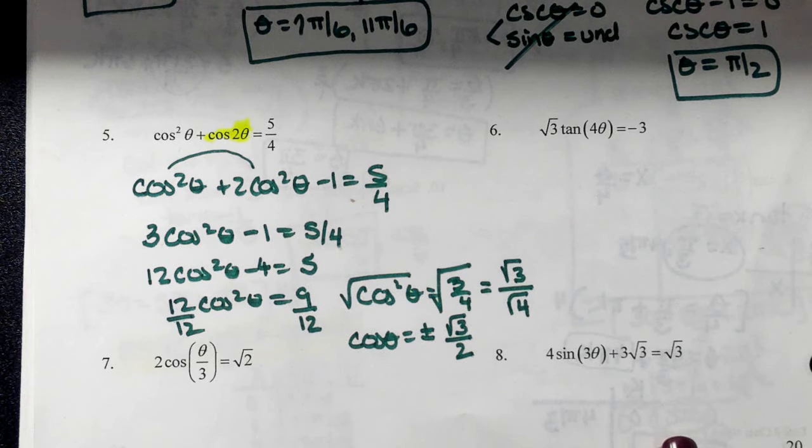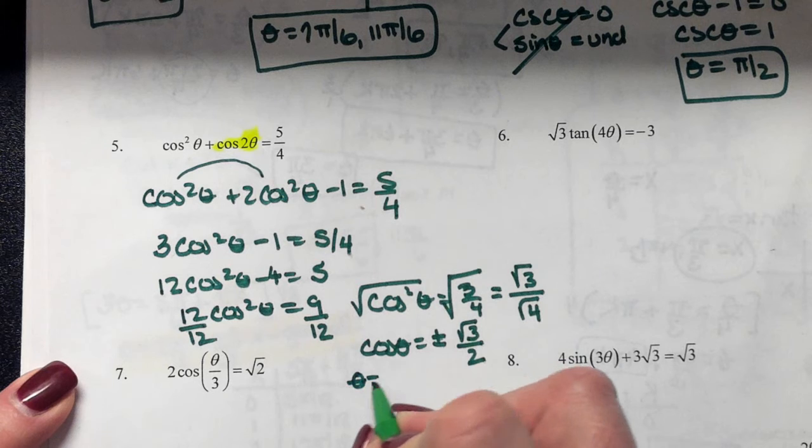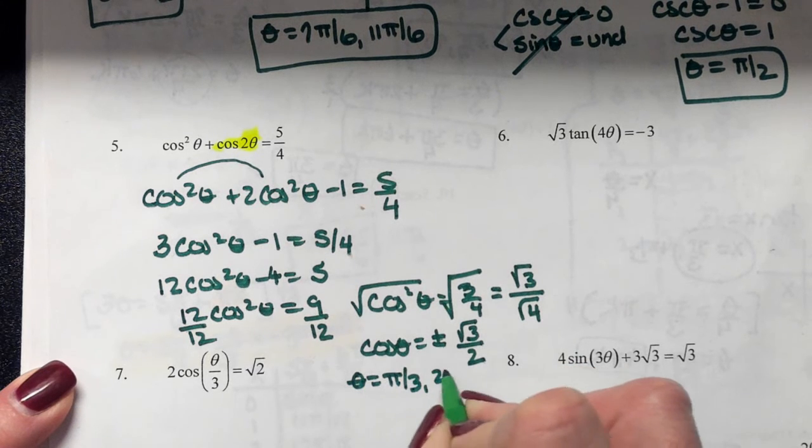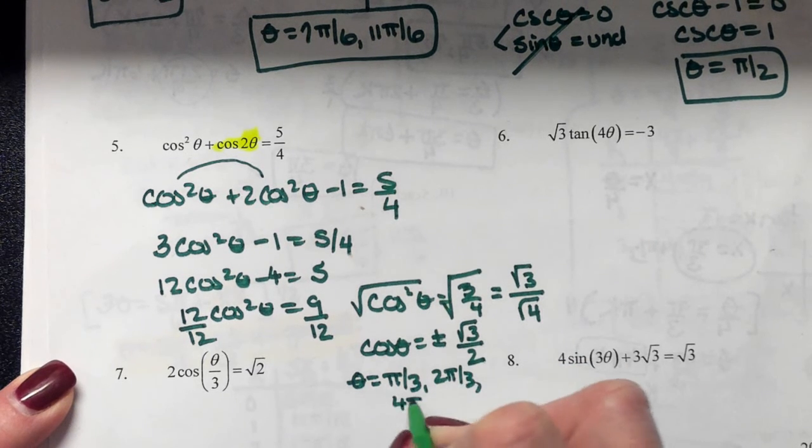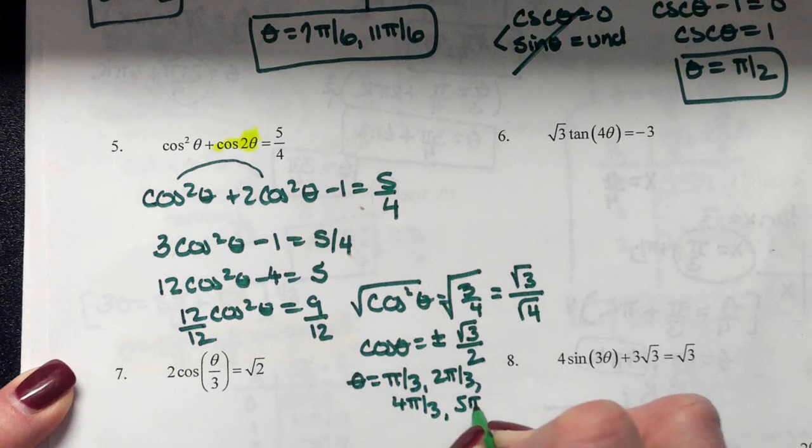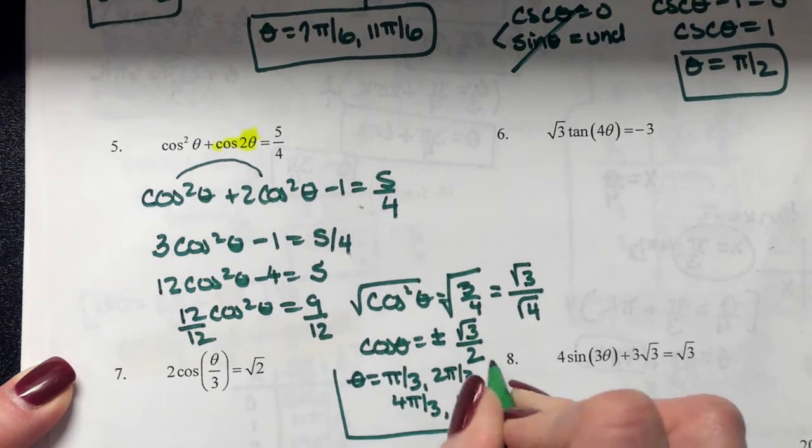So what angles are we looking at? Pi over 3, all of them, right? Because we're looking at plus or minus. So then theta is going to be equal to pi over 3, 2 pi over 3, 4 pi over 3, and then 5 pi over 3. So you actually have 4 answers to that one.